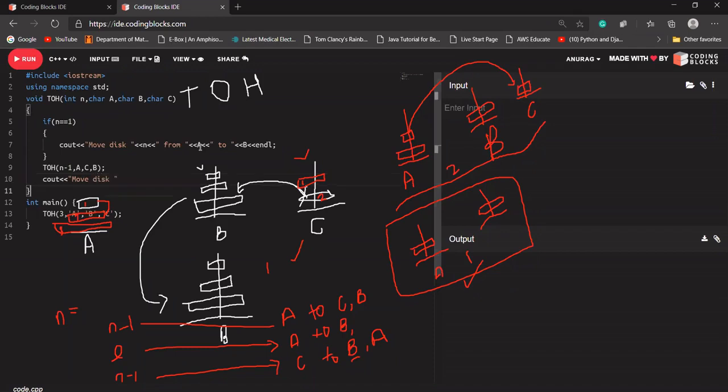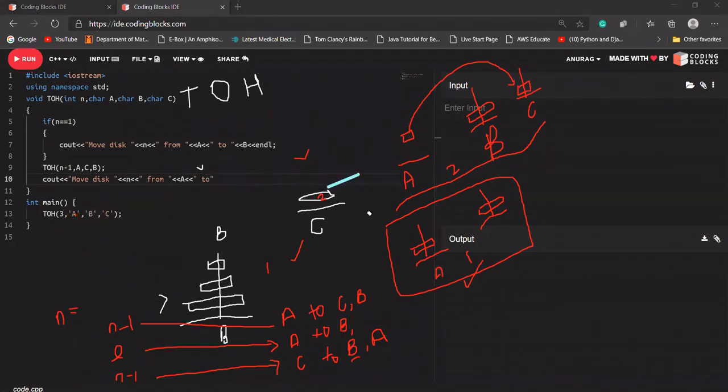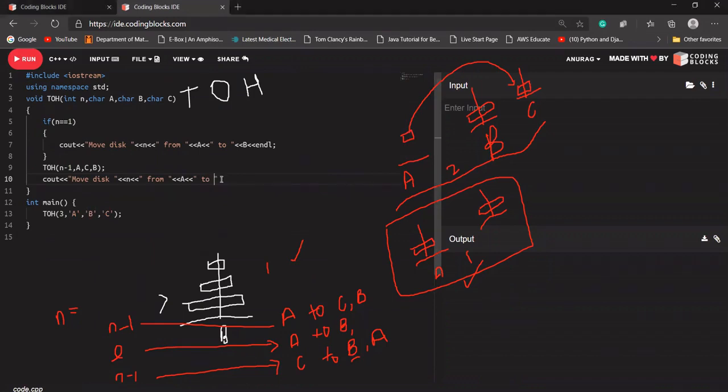So I can say move disk n from A to B directly. Is it clear why I'm writing from A to B? If I'm left with only one disk, I can directly say transfer A to B.